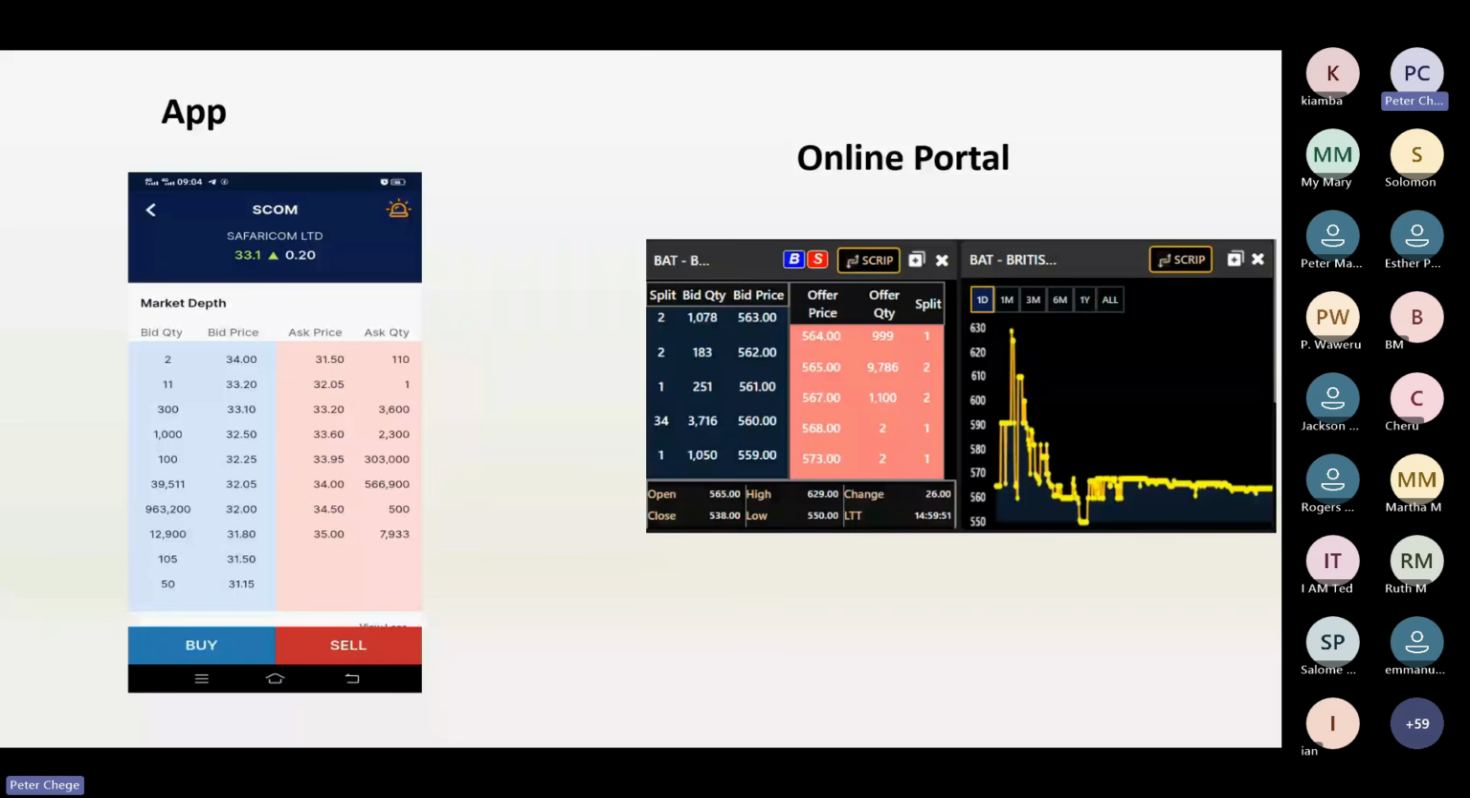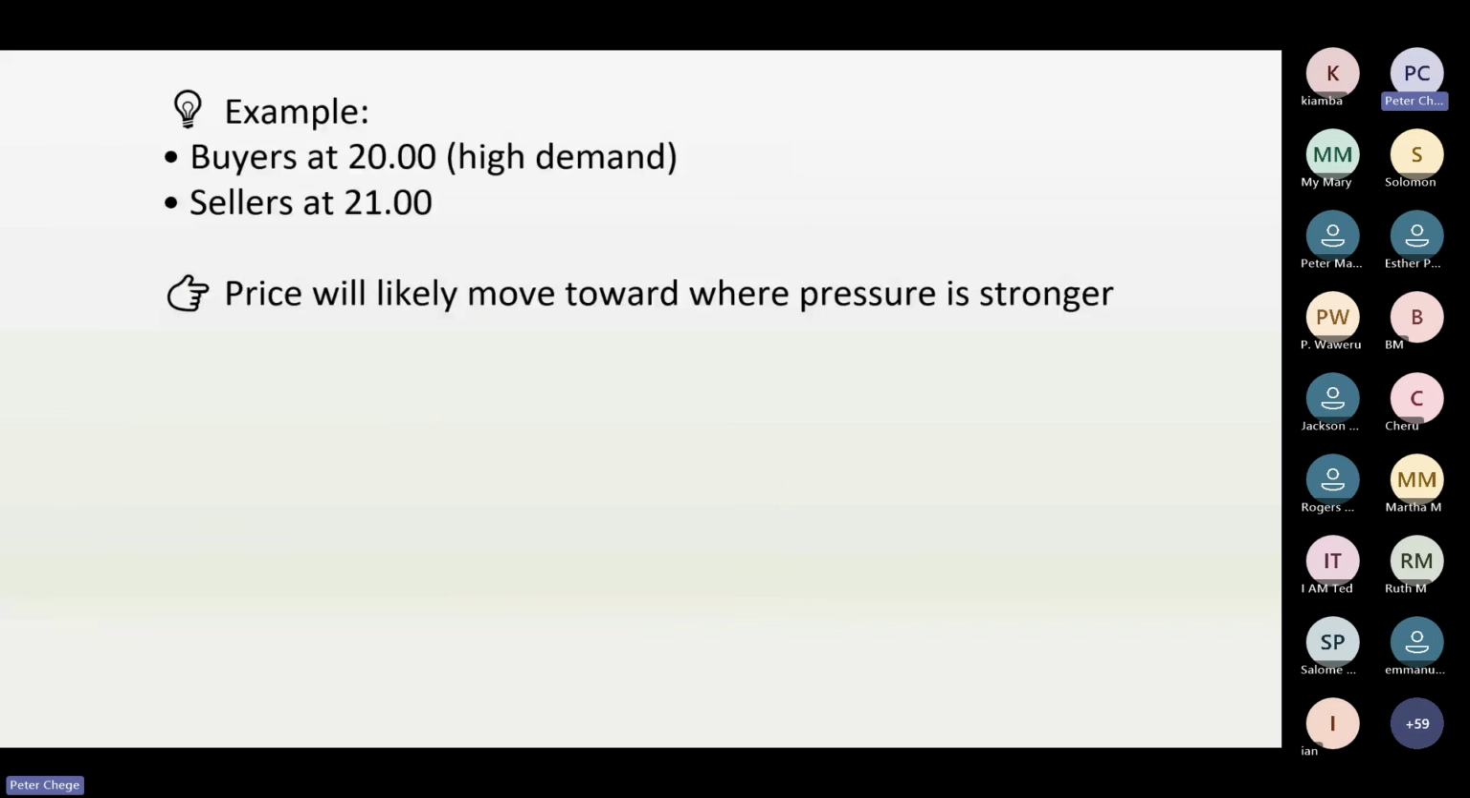So a good example, let's say at a price of 20, that's where the high demand is, and the sellers are at 21. Price would likely move towards where the pressure is strong. Remember, if you have the highest quantity on the bid at around 20, before you clear that quantity, it will take time. And there are also other people who are placing market orders. They will start clearing the sell side upward.